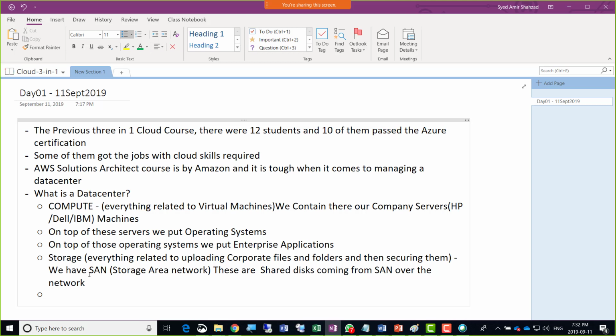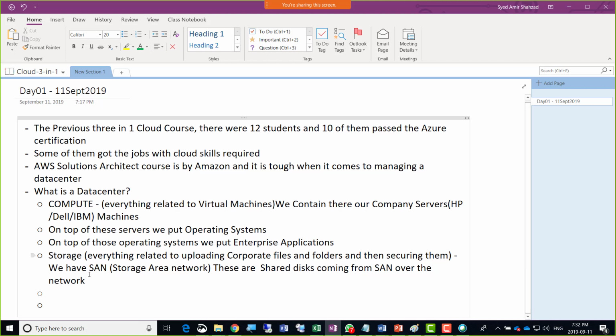Then we talk about a very, very important thing as well, that is network. So in network, obviously we can create a private network inside a public network.